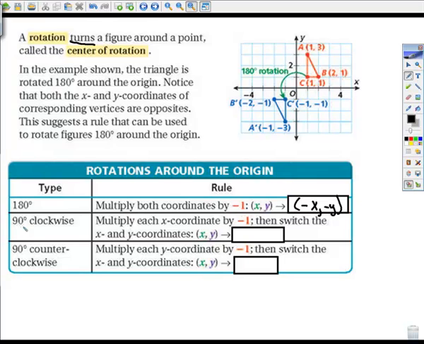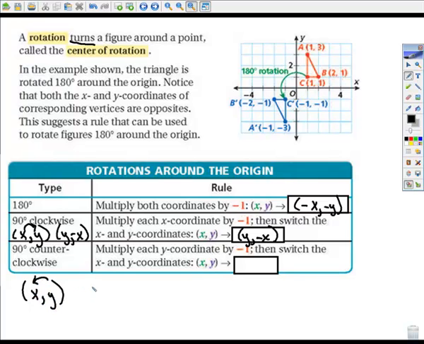90 degrees clockwise, I always think of it like this. 90 degrees clockwise, we go this direction. So I'm going to flip the x and the y, and then the new y coordinate, which is x, becomes negative because I've moved it from here to here. So here it's saying multiply each x coordinate by negative 1 and then switch them. Okay, it's the same thing, but it becomes y comma opposite of x. Counterclockwise, you do the opposite.